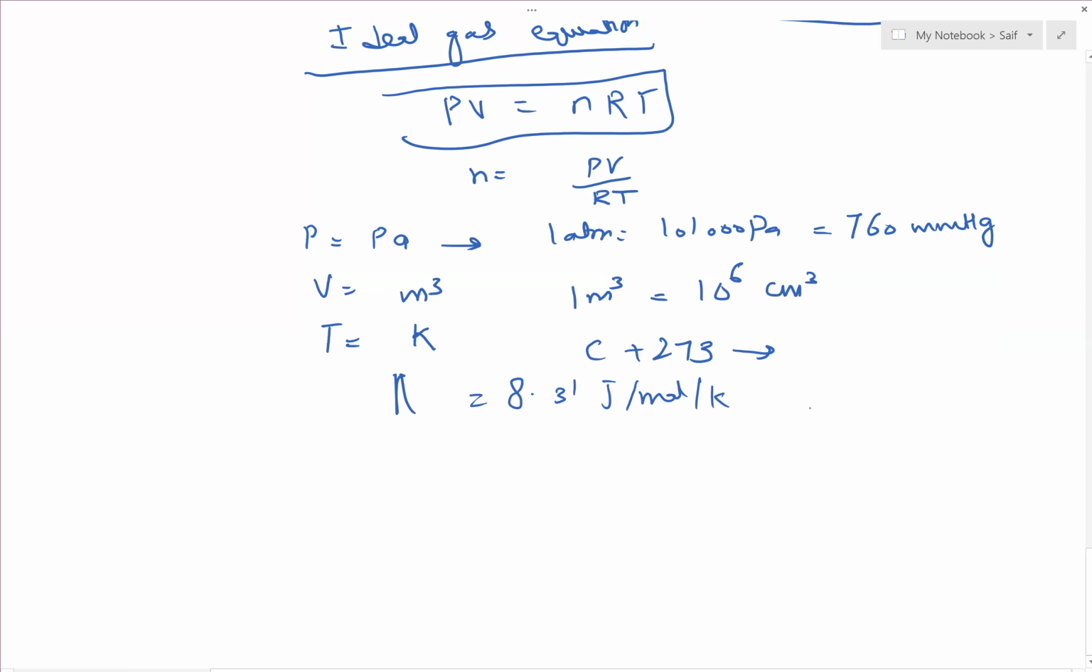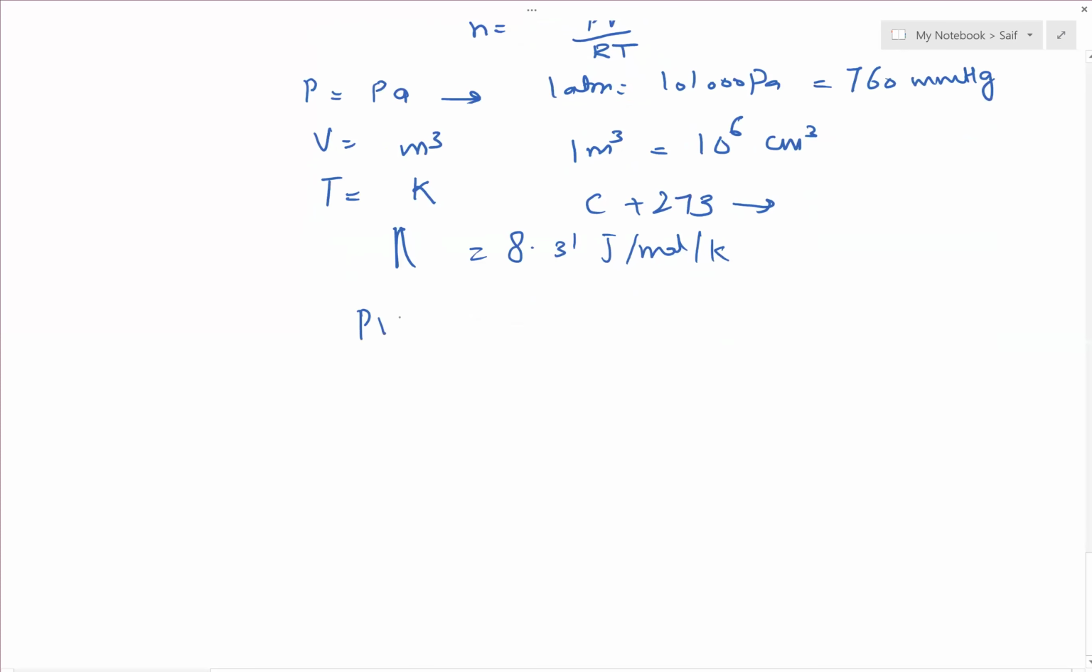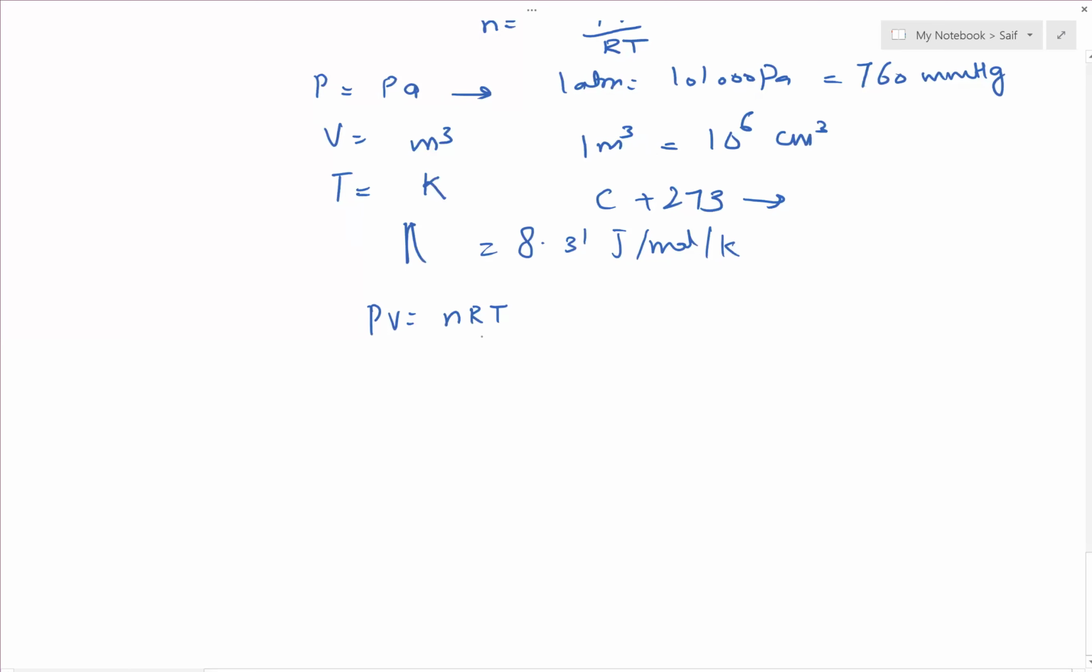Okay. Along with this, two things more: as we know, PV is equal to nRT, and as we know, n is equal to mass over Mr. So we can write the equation as PV is equal to m over Mr, small m over big M, that is mass over Mr, times RT.